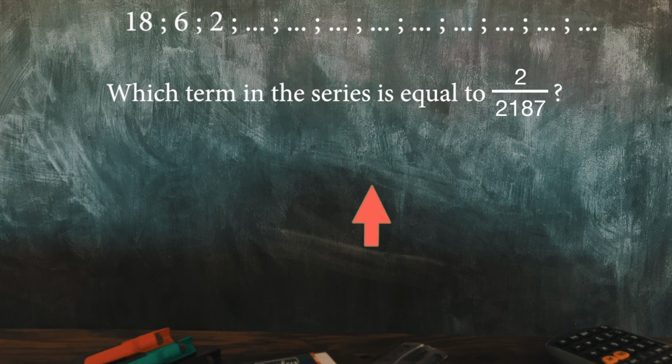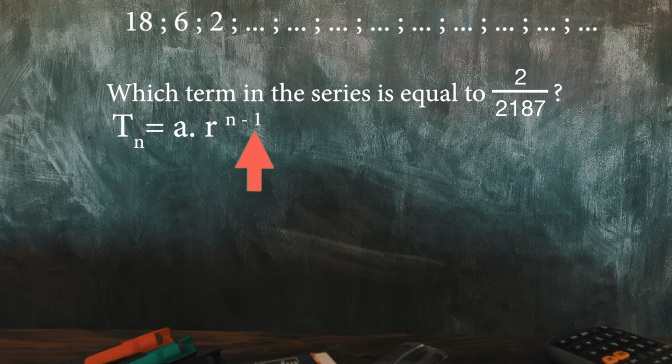Now we are given the following question. Which term in the series is equal to 2 over 2187? Somewhere in this geometric series we have a value of 2 over 2187, and we want to know which term it is. Because this is a geometric series, we make use of the following general formula. The term in the unknown position is equal to A times R to the power of n minus 1. Now we are going to do some substitution here.